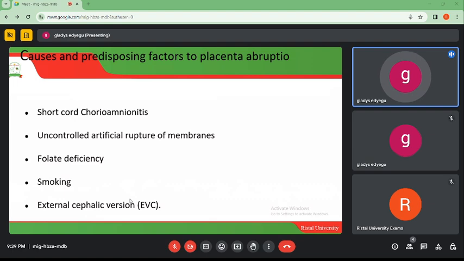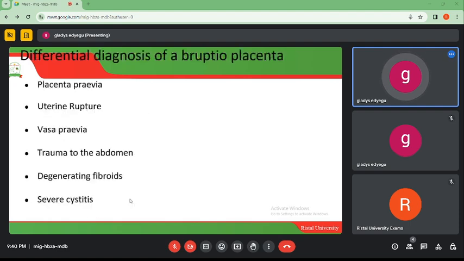When you rupture the membranes, especially in polyhydramnios, and there is that sudden flow of the amniotic fluid, it can cause force to separate the placenta and cause placenta abruptio. And then folate deficiency, smoking, and external cephalic version. I mentioned it from the previous slide, I think this was a repeated point.